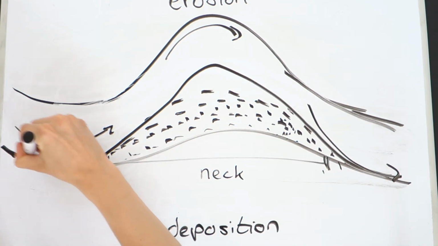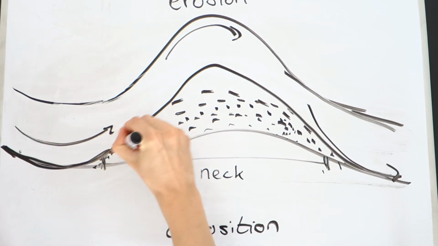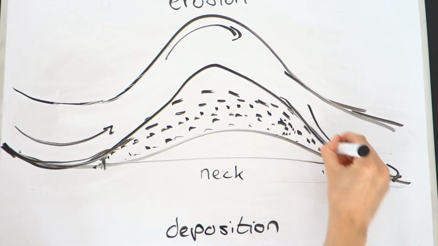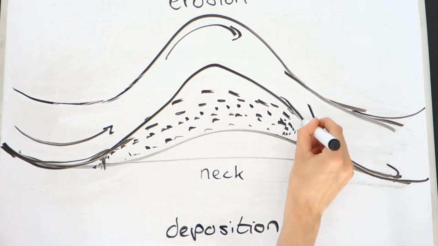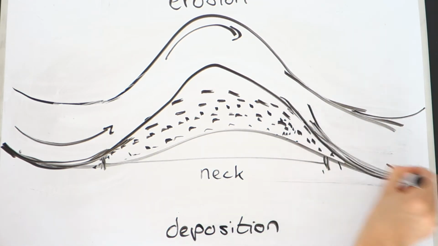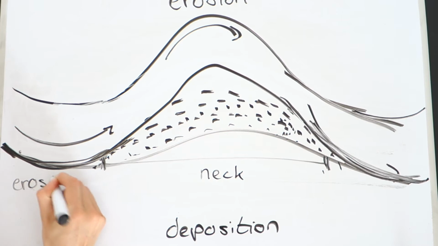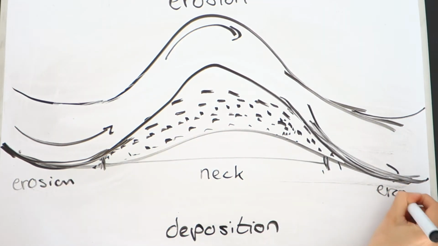Now, if this area here is on the outside of the bend, which it is, what's going to happen to it? Well, it's going to erode. And if we look at this area here, that is also on the outside of the bend. So what's going to happen to that bit? Well, it's also going to erode. So we've got erosion here and erosion here. Now, if there is erosion either side of the neck, what's going to happen to the neck? Well, the neck becomes narrower.